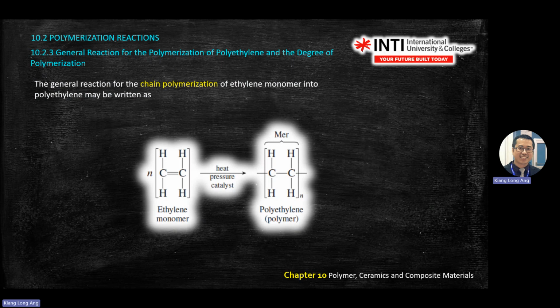Through catalyst or heating, polymerization happens. So this is a monomer. You just put a bracket with a dash, and then put an n here. This is a poly-something. It depends on the monomer on the left hand side.